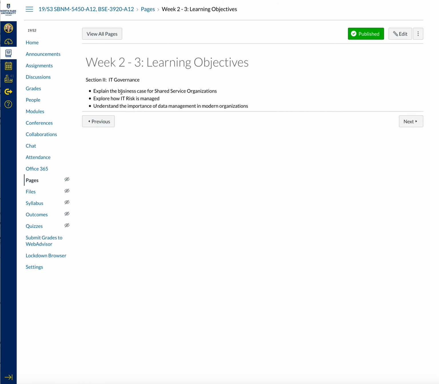And it's IT governance. Explain the business case for shared service organizations, explore how IT is managed, and understand the importance of data management in modern organizations. So how do we govern and run IT is what we'll start talking about today. And we're just going to talk about the first one this week.